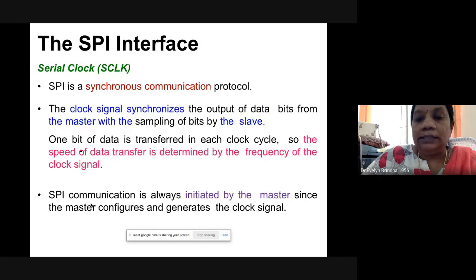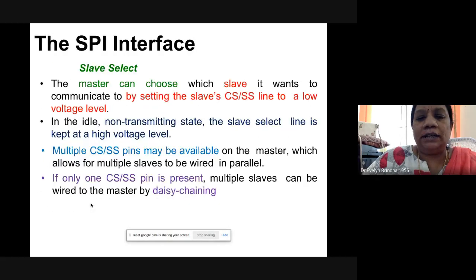Now, the details about each signal are given here. Just go through this. I have already explained it, so I am just skipping this. It has to be initiated by the clock. All this we have repeated again.